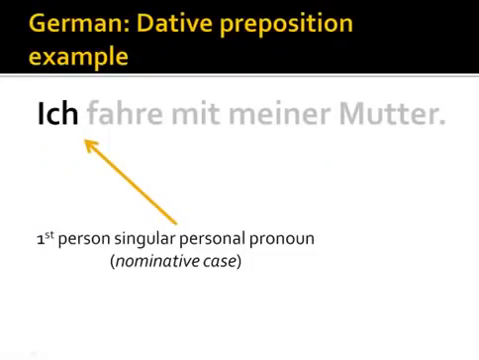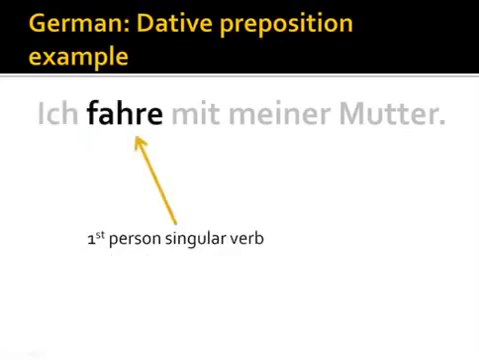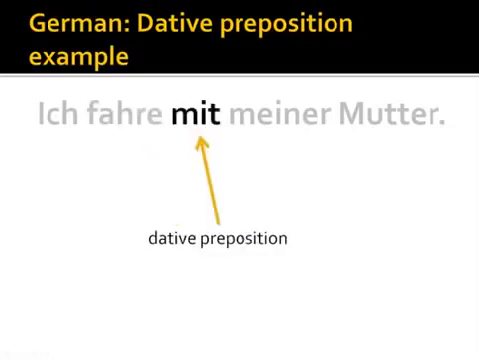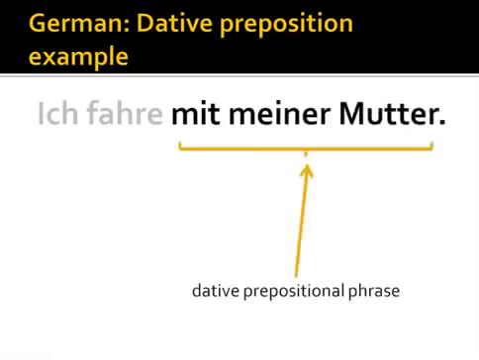We have the subject of the sentence, a first person singular personal pronoun, ich, the nominative case. This is the person doing everything in the sentence, the main actor, the subject. And what is this person doing? Ich fahre. First person singular verb, subject-verb agreement. Now, this is where things get interesting. We have the dative preposition mit, "with," and what follows that is going to be a dative prepositional phrase. So, mit meiner Mutter.